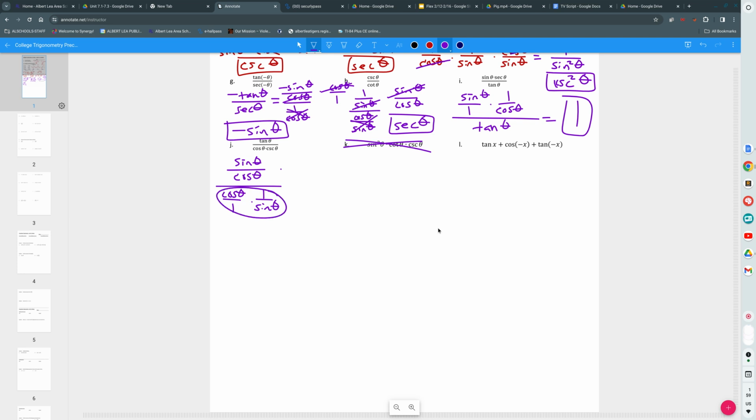And the reciprocal of that is going to be sine on the top and cosine on the bottom. So we get sine squared over cosine squared. What is sine squared over cosine squared? Tangent squared.